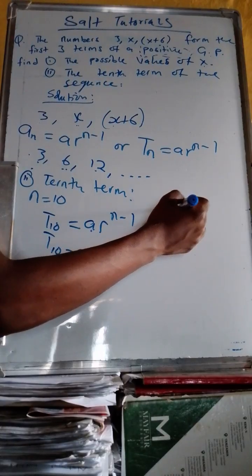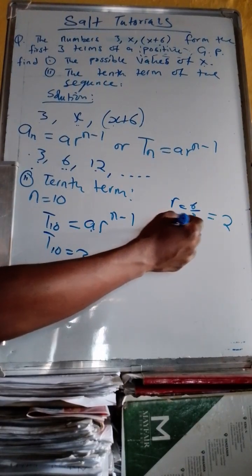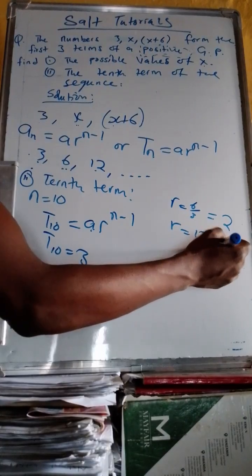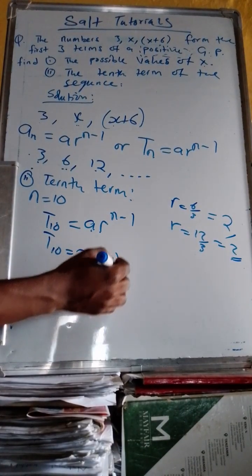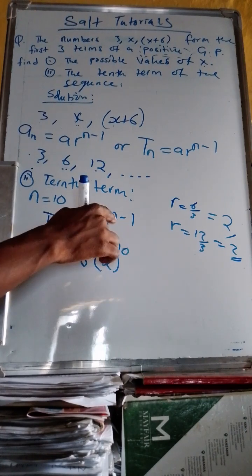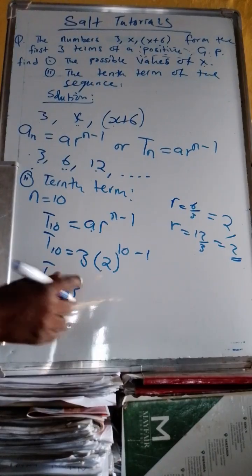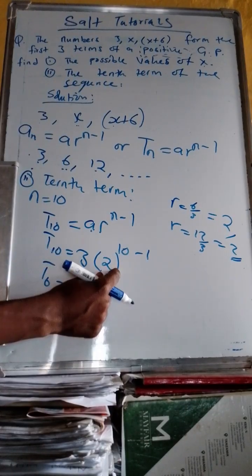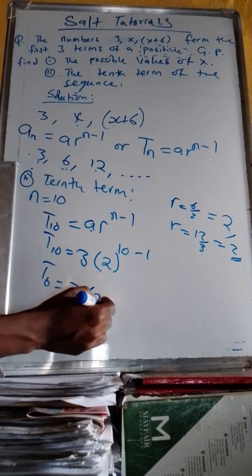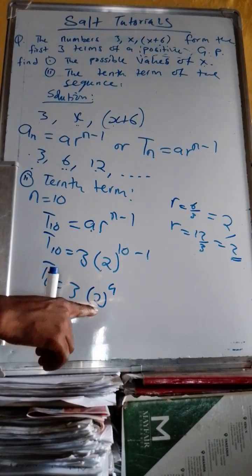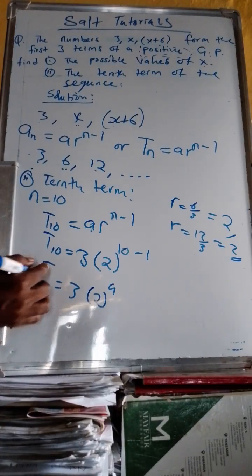So if you say r is equal to 6 divided by 3, the answer is 2. Or if you say r is equal to 12 divided by 6, the answer remains 2. So r here is basically 2, but raised to the power what? 10, which is n, 10 minus 1. So that the 10th term becomes 3. Don't make a mistake by saying 3 times 2. The 2 is locked with this power. It is 10 minus 1 first. So it means 2 power 9. So the answer is 2 power 9, and that answer times 3 is basically your 10th term.